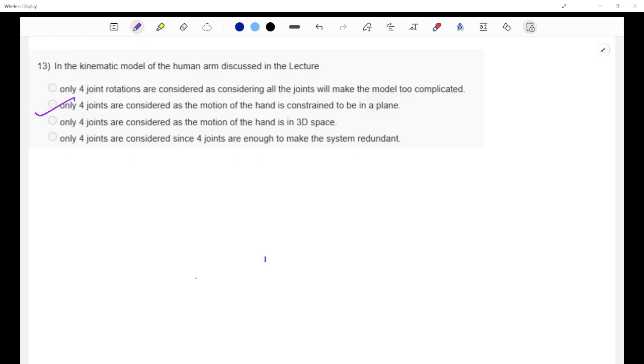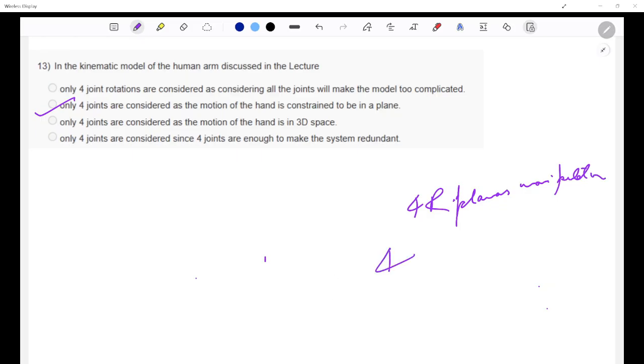Each joint contributes 1 rotational degree of freedom. Thus, the simplified human arm model becomes a 4R manipulator, a 4R planar manipulator, not only a manipulator. So the number of joints is 4.